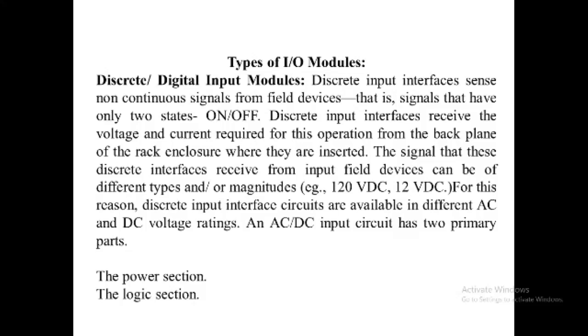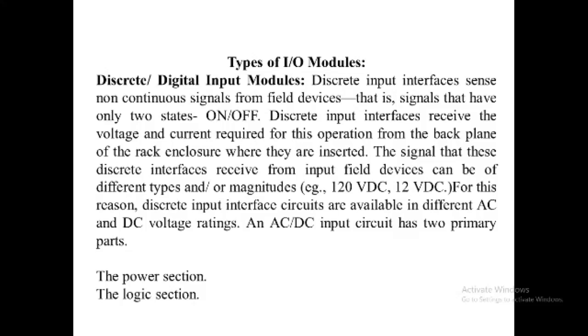So one by one we discuss. Here the types of the IO modules are discrete or digital input module, and these discrete input interfaces send the non-continuous signal from the field devices. That is, the signals that have only two states. One is the on state and the second one is the off state. On state means the input signal is high. We discussed earlier in the previous lecture that when the input signal is low, then it is in the off state.